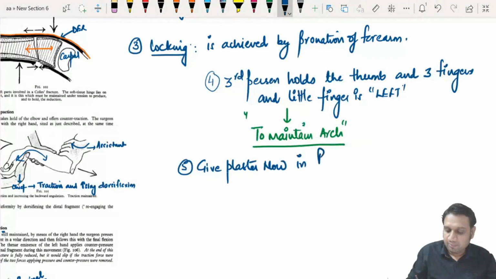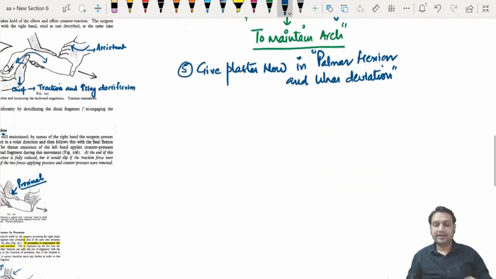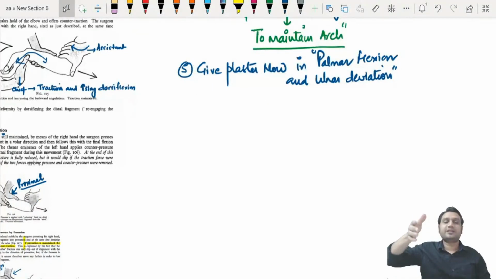In palmar flexion, because that is how you have blocked it. Palmar flexion. And second is ulnar deviation. That is the PF and UD, right? Palmar flexion and ulnar deviation. That is what you also call as the handshake position, right? Palmar flexion, ulnar deviation. Okay.